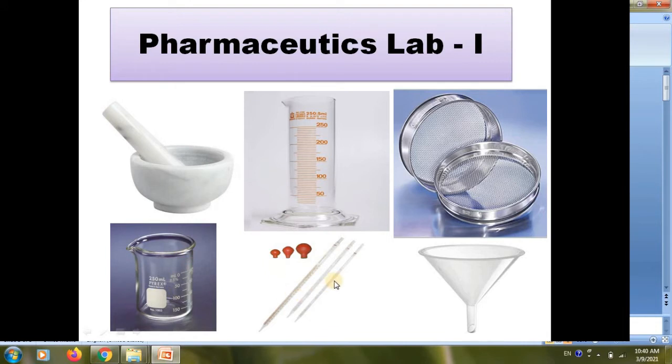Then the next one is your pipette. There are a number of pipettes. You are seeing three different pipettes: one of 50 ml, one of 10 ml, one of 1 ml. There is a suction pump which is attached over here. You can attach this pump, or directly you can suck from a solution. You will be provided with different solutions.